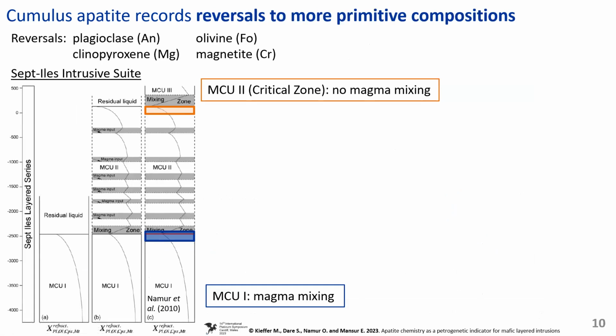Now you also know that in mafic layered intrusions, we can use several minerals to say that there is magma mixing, for example plagioclase, clinopyroxene, or olivine. This has been done by Olivier Namur in the Sept Iles layered intrusion. This line corresponds to the melt evolution, and when it's going up, it means that there is a magma replenishment. What's important is that at the top of MCU2, we know that there is no magma mixing, and here we know that there is magma mixing.